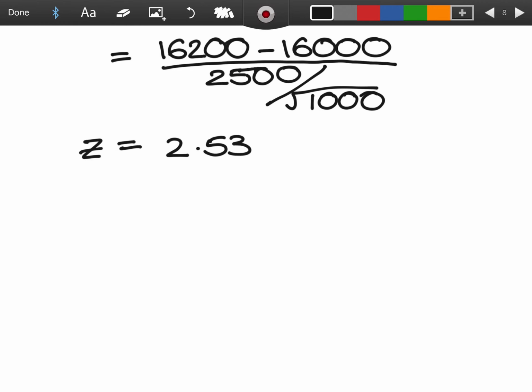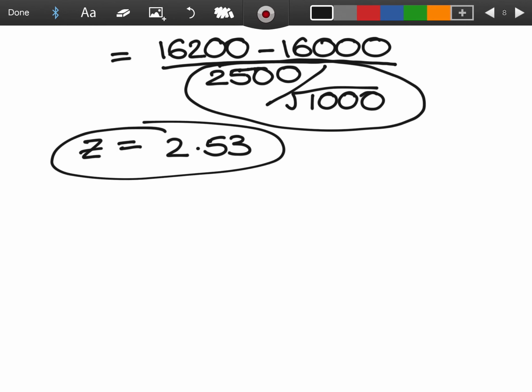Okay, so that means, if we look at this, that our sample mean was 2.53 standard deviations above what the population mean was. Remember, the standard deviation of the sample means is the standard deviation over the square root of the sample size. So what this value tells us is that our sample mean here was 2.53 times this value away from this, and it was above it. Now the next thing is to determine the critical value.